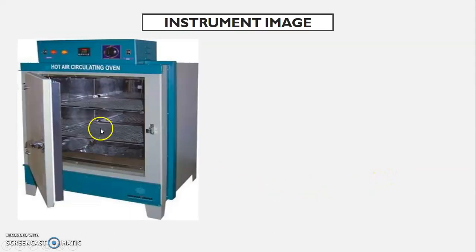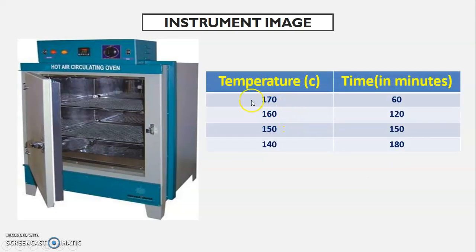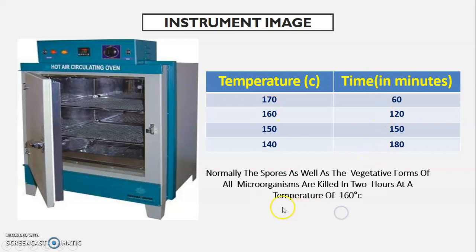This is the hot air oven used for dry heat sterilization. It has a temperature and time ratio: at 170 degrees Celsius, it requires 60 minutes. As the temperature decreases, the time will increase. Normally, the spores as well as the vegetative forms of all microorganisms are killed in 2 hours at a temperature of 160 degrees Celsius.